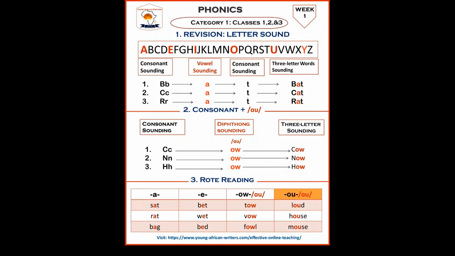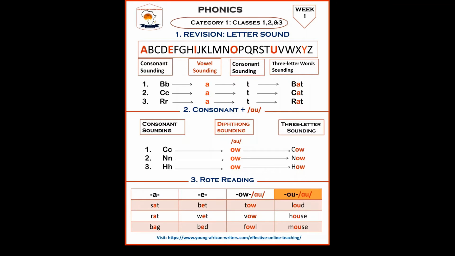So we have number 1, K. Ow, cow. Number 2, N. Ow, now. Number 3, H. Ow, how. Great. So we're doing well.